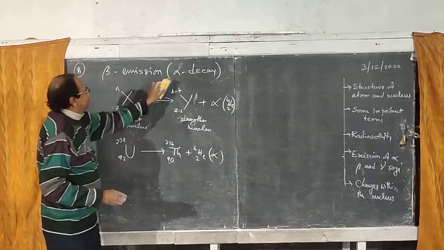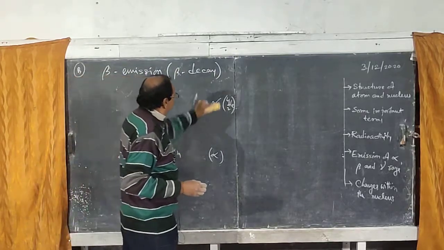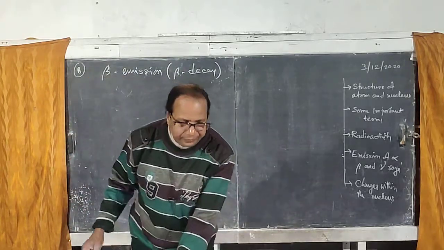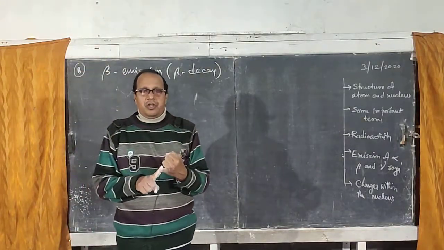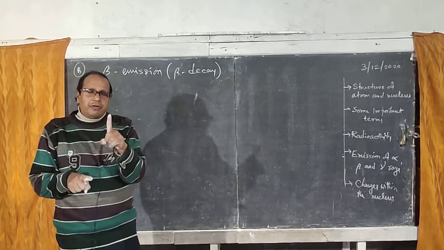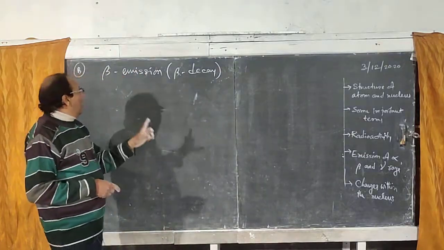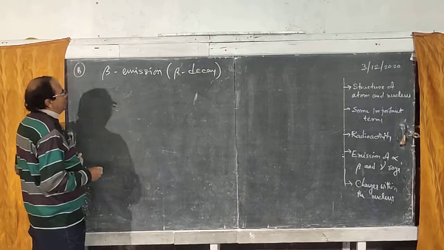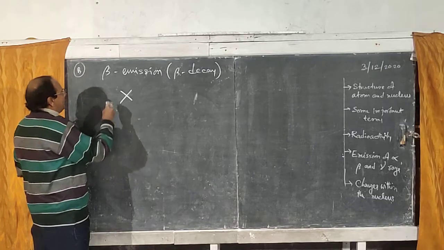Now we will go for beta emission or beta decay. What is told before? A beta particle is nothing but a fast moving electron which comes out from the nucleus, from a neutron. When one neutron is converting into a proton, it gives out an emission of a beta particle. Okay, so now let me discuss some examples. Before we go for examples, let me discuss the general equation.